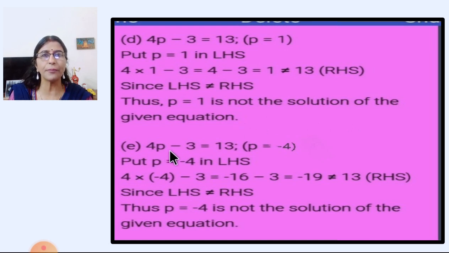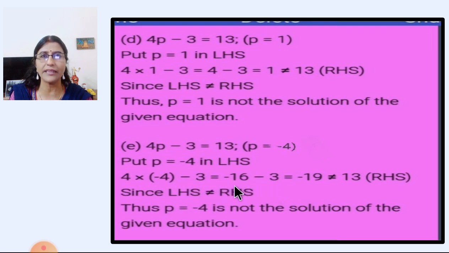Now the next question: 4p minus 3 is equal to 13, and the value of p here is given as minus 4. So we are going to substitute the value of p as minus 4. Here put p equal to minus 4 in LHS. So let us put 4 into, in place of p, minus 4, minus 3. Now first we will work out this. 4 into 4 is 16, and here it is negative, here it is positive. So positive into negative is negative. We have learned this in the integers lesson. So minus 16, and this is minus 3.